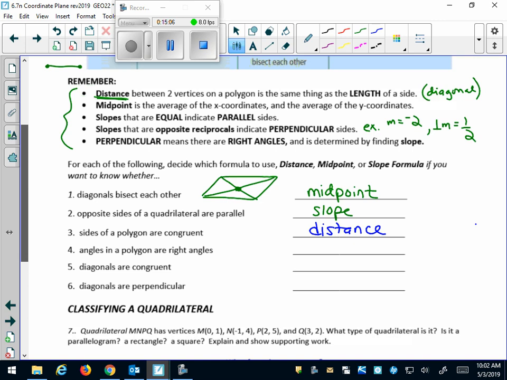All right, angles in a polygon are right angles. Is this distance, midpoint, or slope?